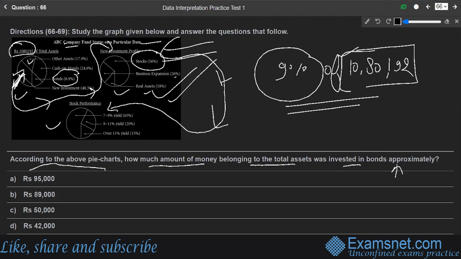Okay, and if we solve this for 10 lakh, what is 9% of 10 lakh? Clearly the 9% of 10 lakh is nothing but 9 into 10 lakh divided by 100, which is somewhere close to 1 lakh rupees. Okay, and this is obviously a lower value because we have approximated 10 lakh 80,000 to just 10 lakh. So obviously the value will be somewhere close to 1 lakh only, as close as possible. Okay, not very much lesser. So this is nothing but 95,000 rupees, which is option A. 95,000 rupees becomes the right answer.